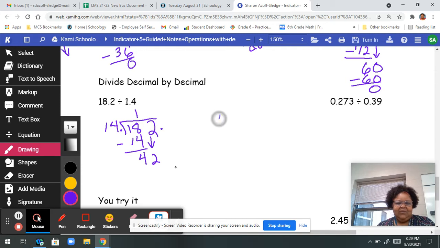I think 14 will go into 42 three times. I'm guessing 3 because 4 times 3 is 12. But let's see. 3 times 4 is 12, 2, carry my 1. 3 times 1 is 3 plus 1. There we go. So I said 3. So 42 divided by 14 is 3.